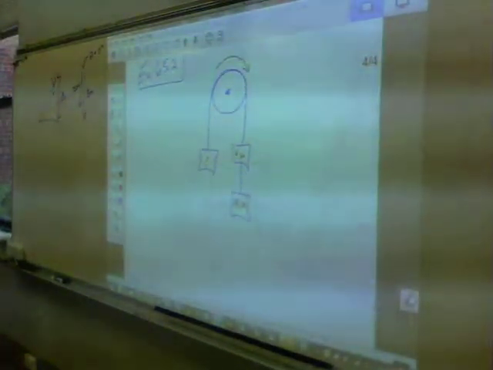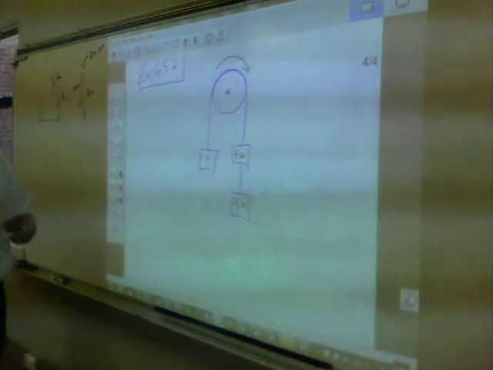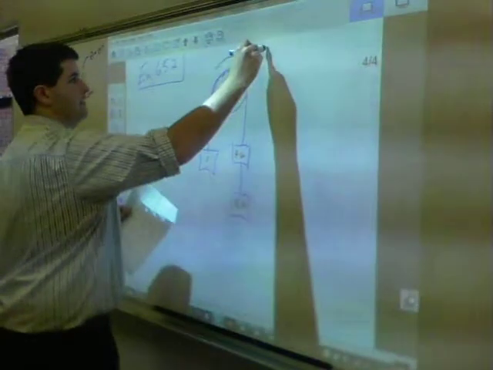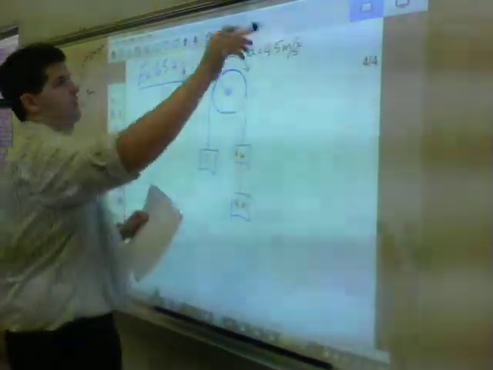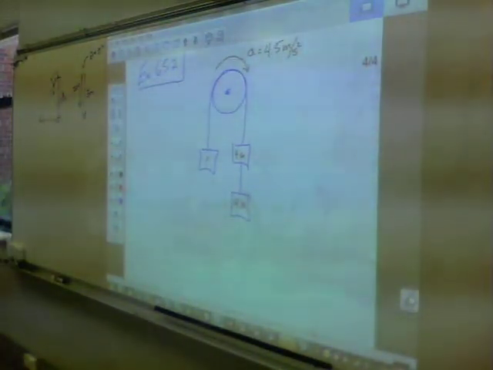I want you to tell me, how can we find the unknown mass? We know that the acceleration is 4.5 meters per second squared going that way. How do we get the unknown mass?